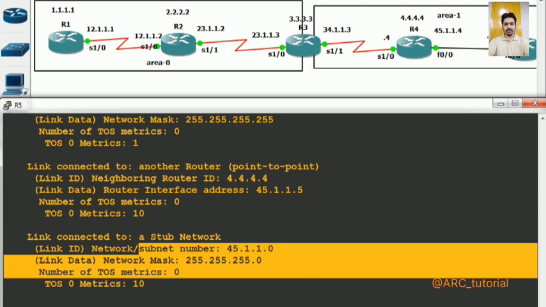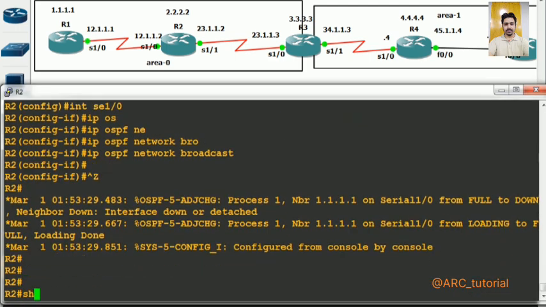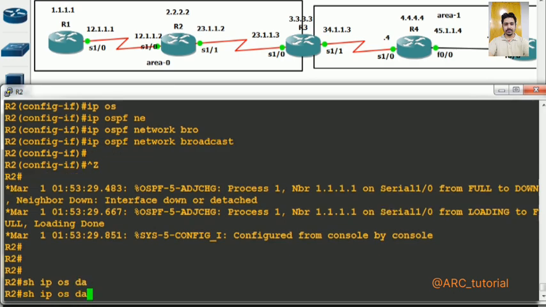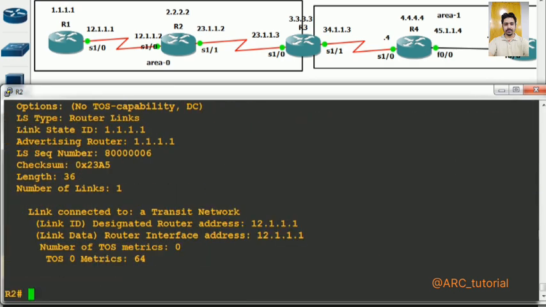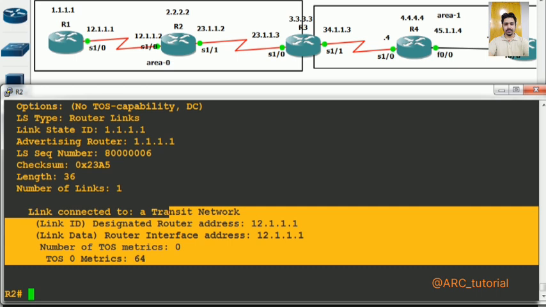Even like you can move on R2 and then open the router LSA generated by 1.1.1.1. This time you must have a transit network, you see, because this time you configured their network type as broadcast between R1 and R2.